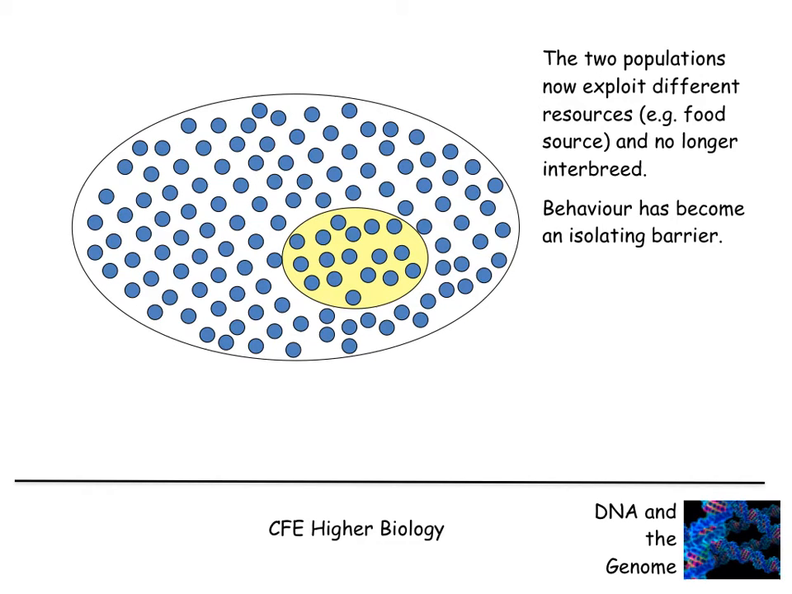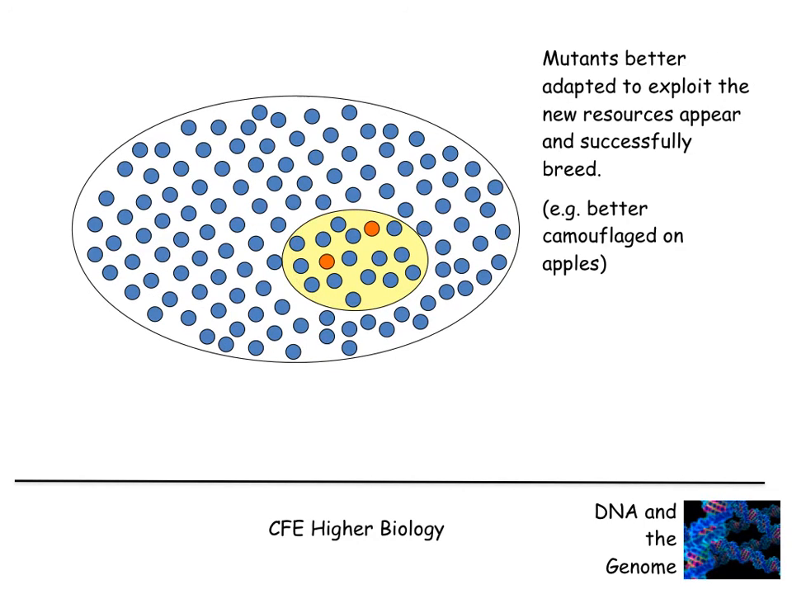And what happens is that their behaviour becomes some sort of isolating barrier. They're in different areas: these ones here in the apple tree, and these ones here on the hawthorn bush. And their behaviour isolates them, and over time they start to become very different from each other until they can no longer interbreed. And we'll have a wee look at how that happens.